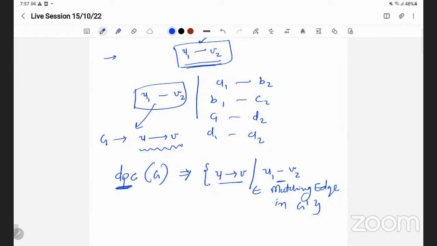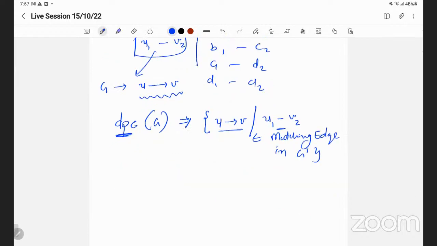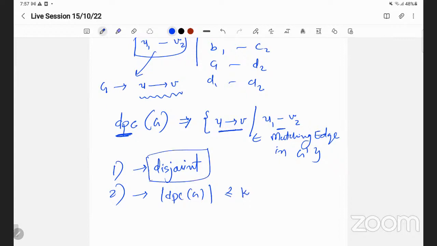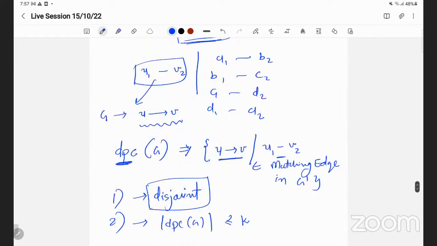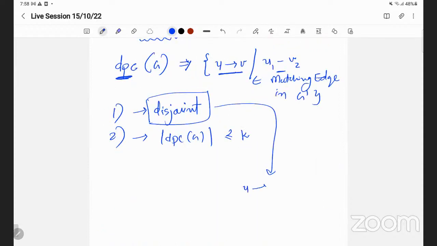So now the first thing we need to show is this is disjoint. And the second thing we need to show is the size of the directed path cover of G is at most K. So disjoint is clear. Why? Because when will this disjoint property get violated? When there is an edge from U to V and there is also an edge from U to W, right? This will violate the disjoint property.